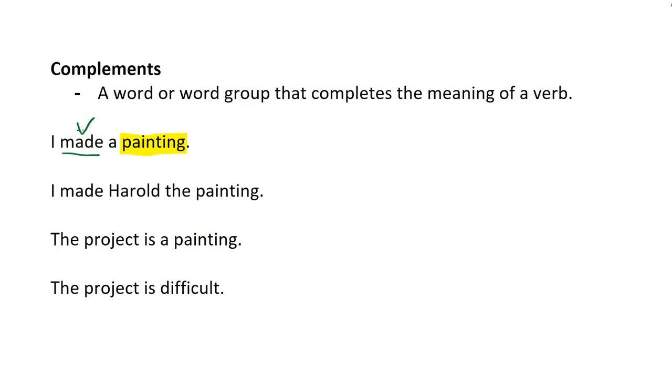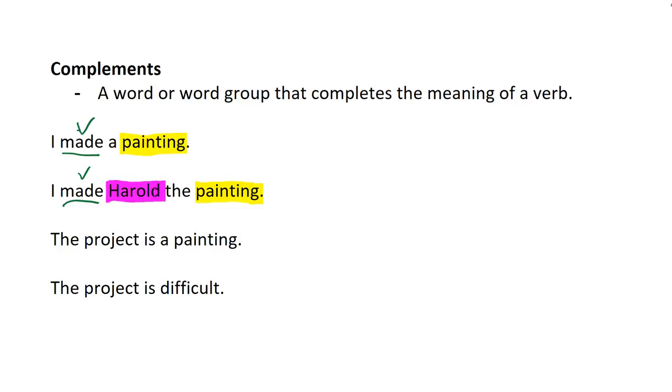I made Harold the painting. In this case, there are a few complements here. First of all, there's, again, painting, because it completes this verb. I made what? I made a painting. But also, there's a person who received the action, and that would be Harold. Harold received the painting. So I made it for whom? I made it for Harold. So Harold is also a complement.